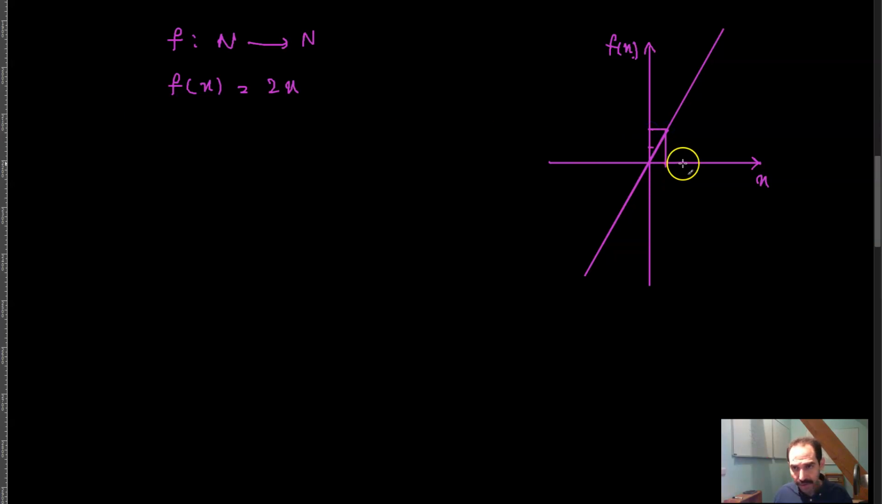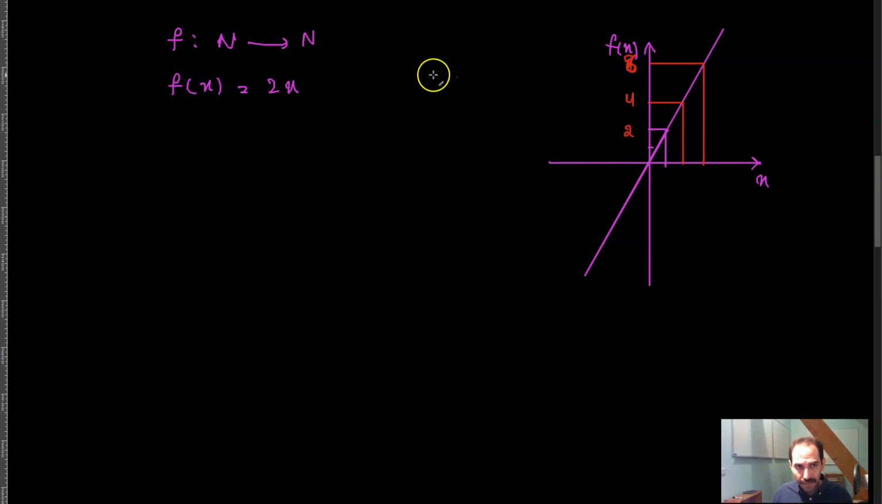Meaning that, for example, 1 is simply mapped to 2 here, and then, for example, 4 is mapped to 8 here. I'm sorry, 3 is mapped to 6 here, right?